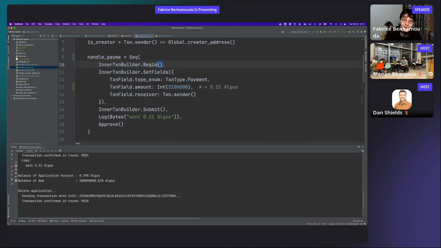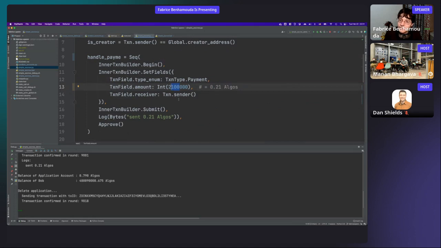The way you do it, you just say, I want to begin an inner transaction. I want to set its field to payment. It's a payment transaction. I want to do a payment transaction as opposed to an application call, or as opposed to sending another token, a custom token transfer, ASA, it's called in Algorand. So the amount is the amount I want. In Algo, you always use the lowest denomination, which is micro algo.